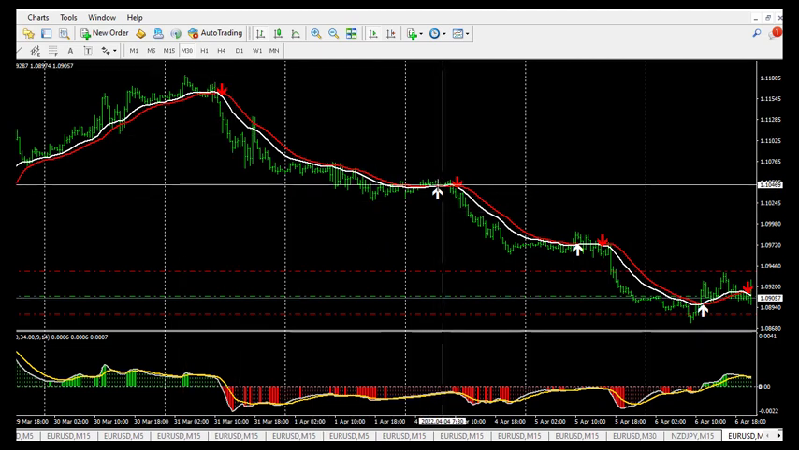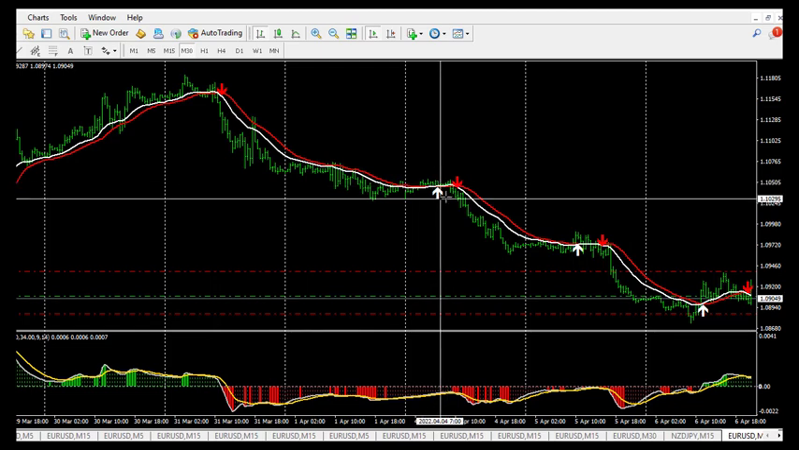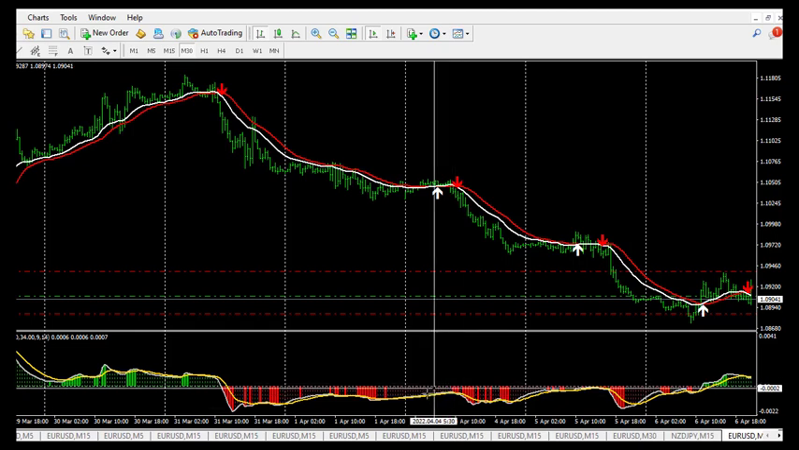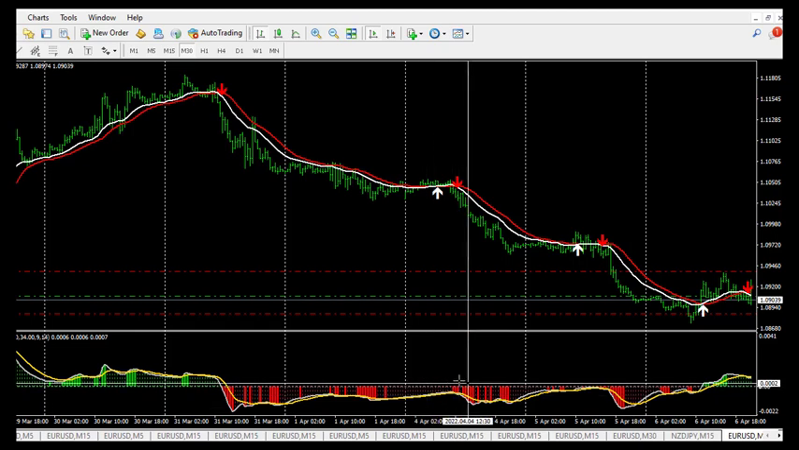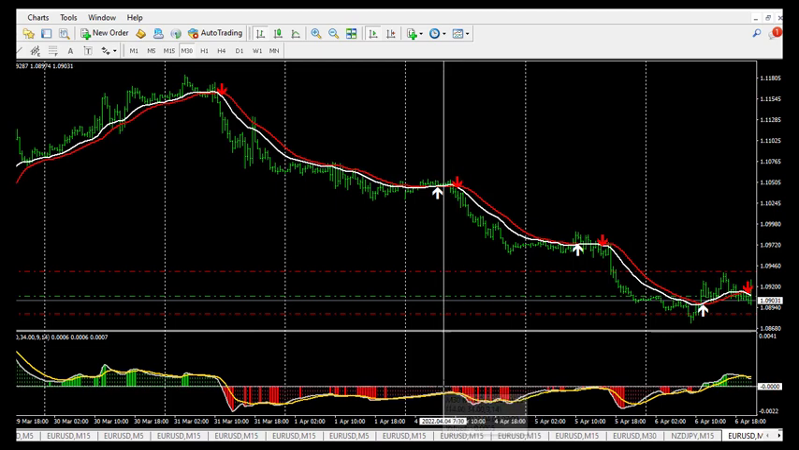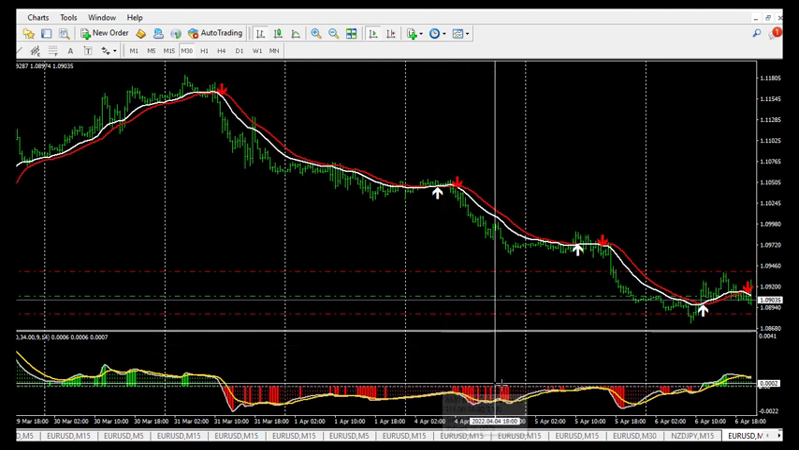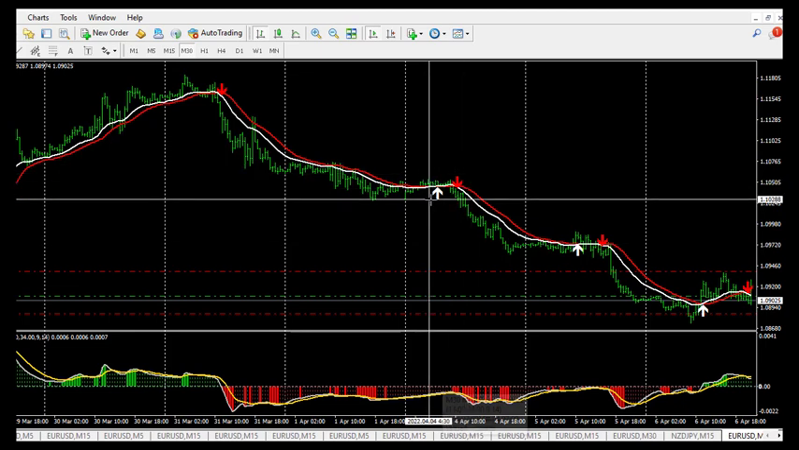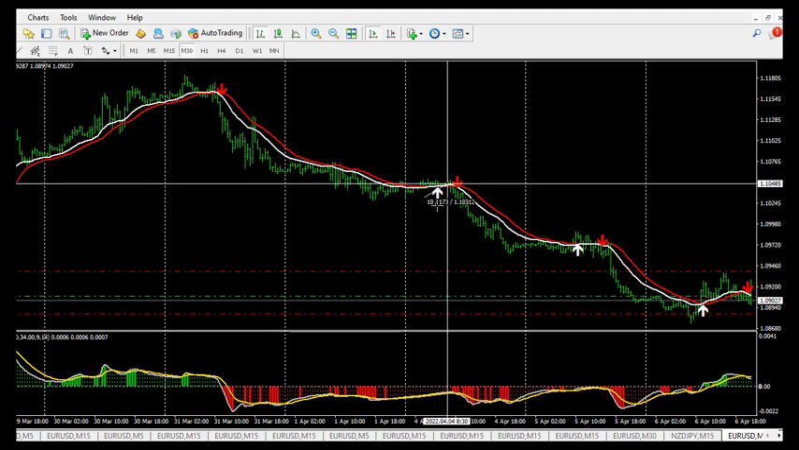And here we have another cross on the Heiken-Ashi indicator, but when you look at the lower part of your chart, this is still red in the below zero zone, and it has not changed to green. So this particular signal is invalid. At this white arrow, you are not going to take the trade.